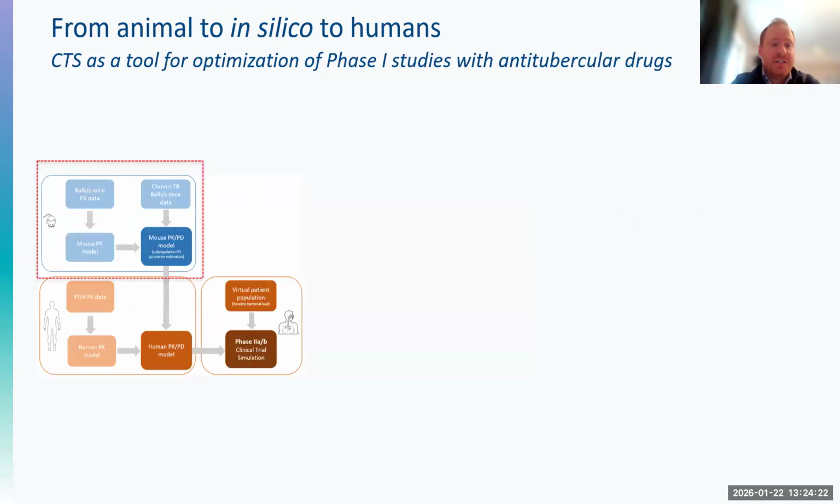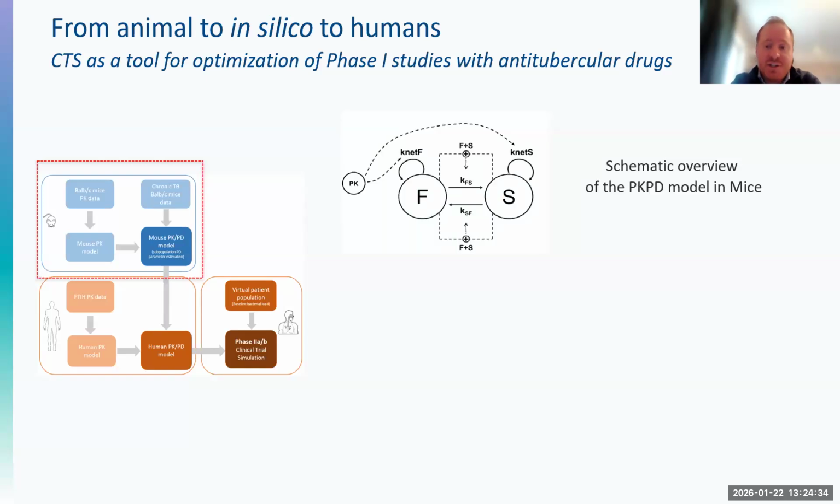As I said earlier, initially we have to build our pharmacokinetic-pharmacodynamic model in preclinical species. In this particular case, we developed it in mice. Here you can see the schematic overview of our PK/PD model in mice. Regarding the pharmacodynamic model, we have 2 distinct bacterial populations, the fast-growing bacteria as well as the slow-growing bacteria.